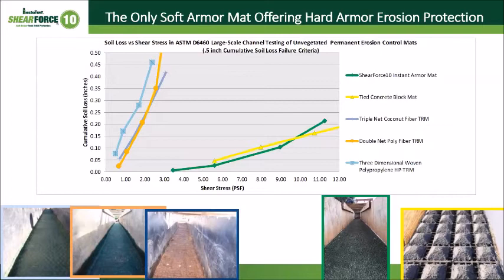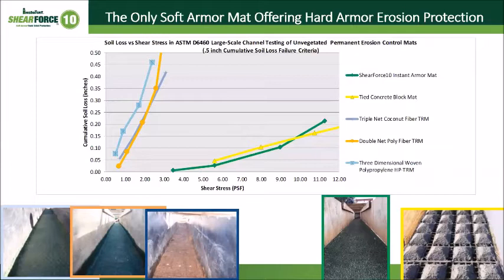Now, with the tied concrete block mat, when they ran the ASTM testing on that product, they actually ran that, I think, up to around 17 pounds per square foot, whereas we only went up to between 11 and 12. And the reason for that is the test facility ran out of flow. They didn't have enough discharge to generate any more shear stress and velocity than we did at the very end of our test. And we never actually reached failure between 11 and 12 pounds. So between that 11 and 12 pound mark, we'd only lost about 0.2 inches on average of soil from the Shear Force 10 product, whereas the failure point is a half inch. And from a design standpoint, we basically publish a maximum permissible shear for the product at 12 pounds.